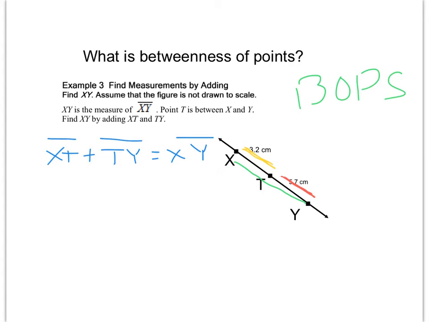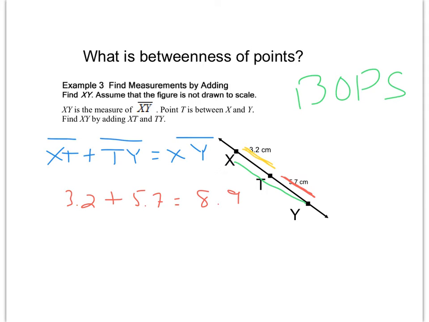So now we can see, just real quick, I'll do this in red, 3.2 is XT plus TY, which was 5.7. That's going to equal XY, which of course is 8.9.